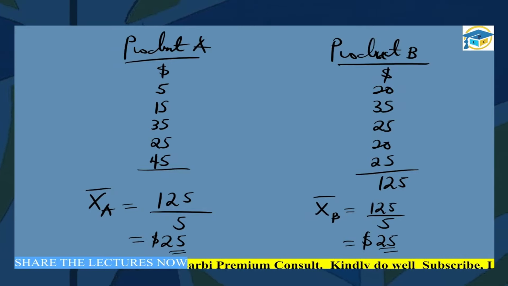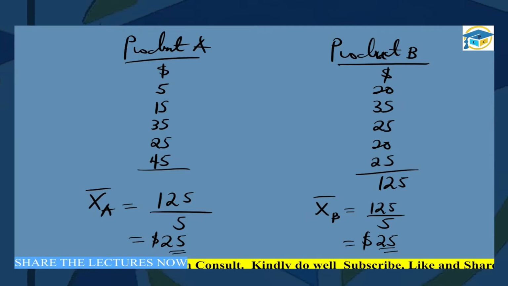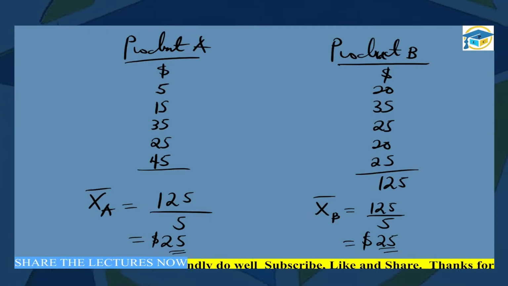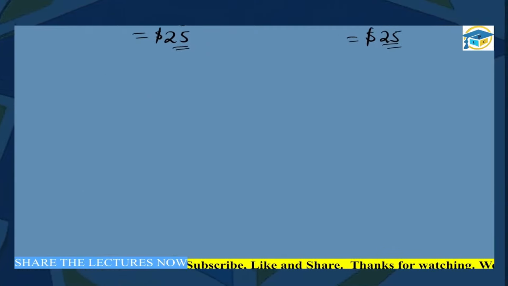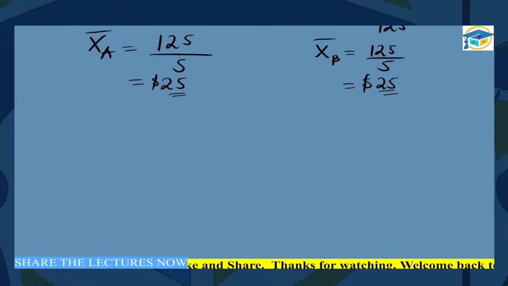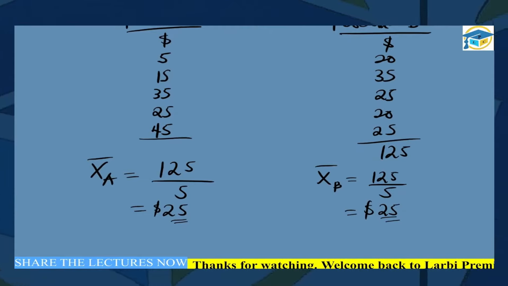So let's look at the graphical representation of these two products, and that will give us a fair idea or better understanding about how these data are spread or vary from their mean of 25. For product A, these are the values: 5, 15, 35, 25, and then 45.